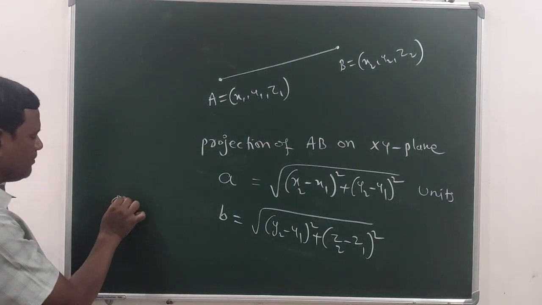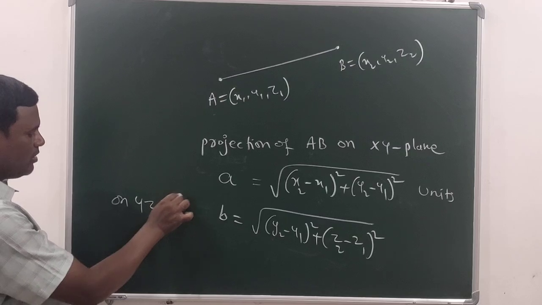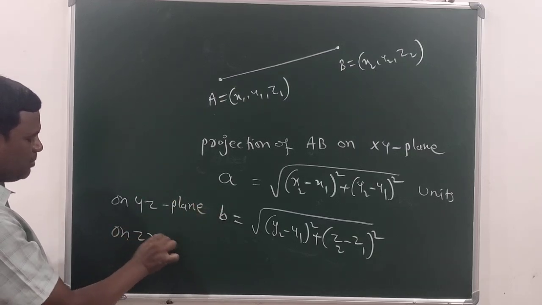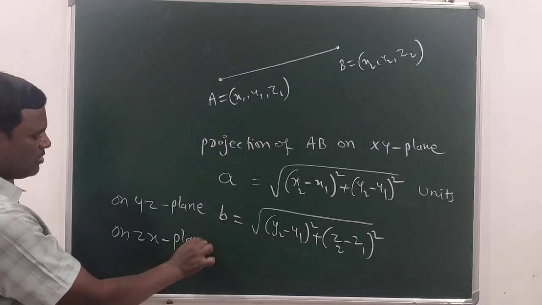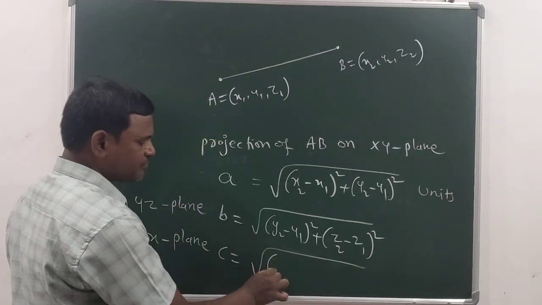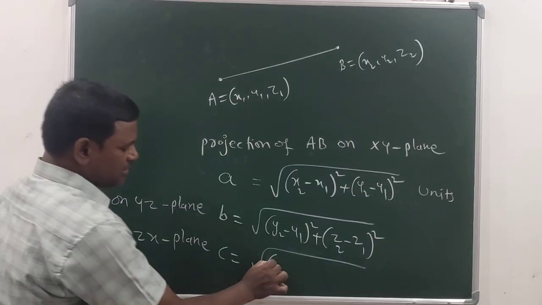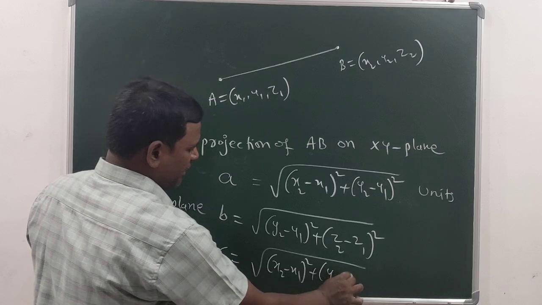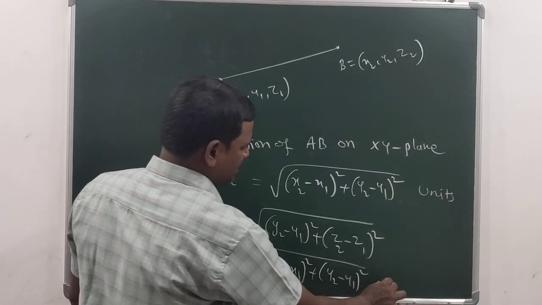On yz plane. On zx plane. On zx plane, the root of, students, x2 minus x1 whole square plus y2 minus y1 whole square units.